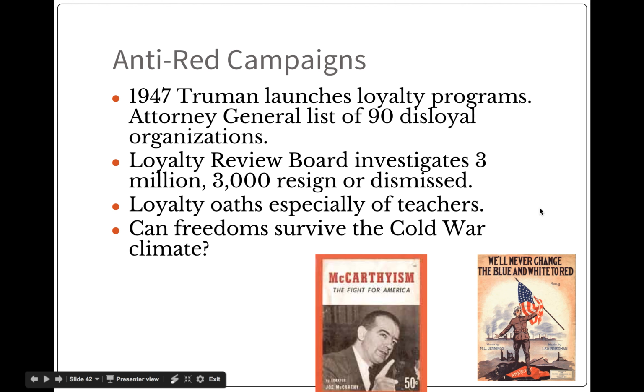A fear of communism, or an anti-red campaign, takes place in the United States. In 1947, Truman launches loyalty programs. There's an attorney general list of 90 disloyal organizations. A loyalty review board investigates 3 million individuals, where 3,000 resign or are dismissed. They're forced to take loyalty oaths, especially teachers, and a lot of people questioned if personal freedoms could survive the Cold War climate.